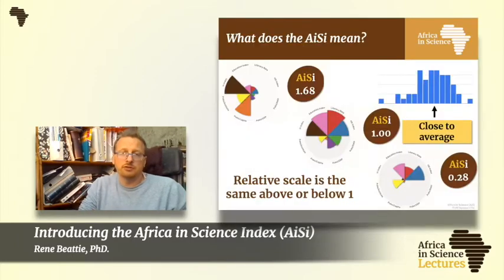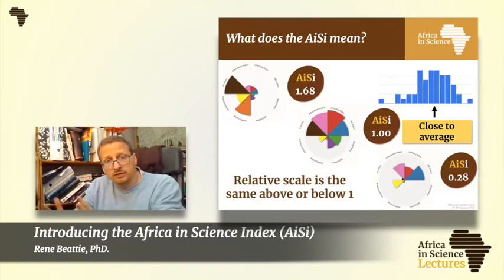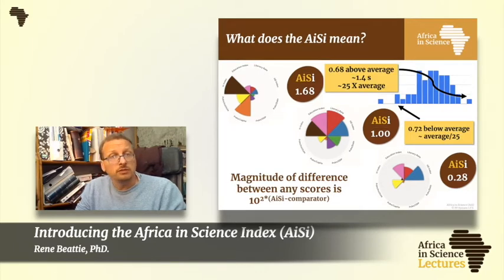So first of all, we see that the relative scale on each side of average is the same, whether it's above or whether it's below 1. And if we have an index of 1, it means we're close to the African average.